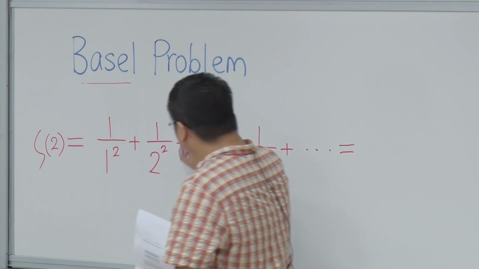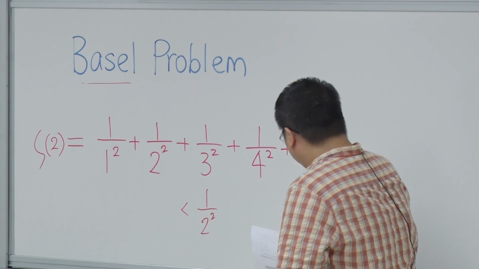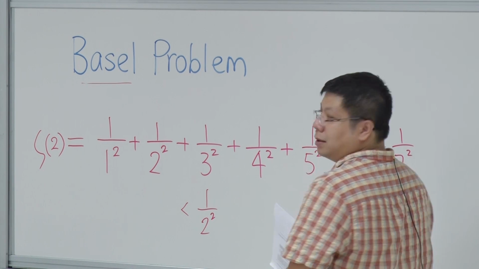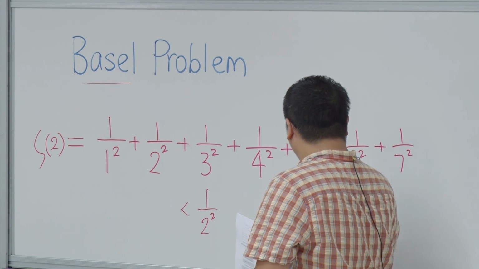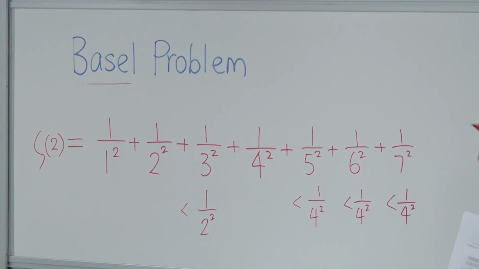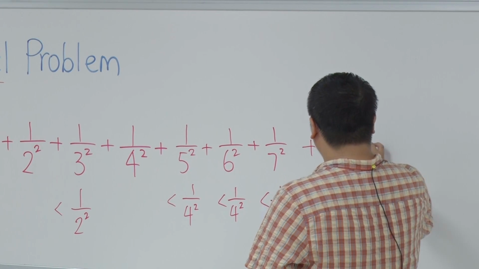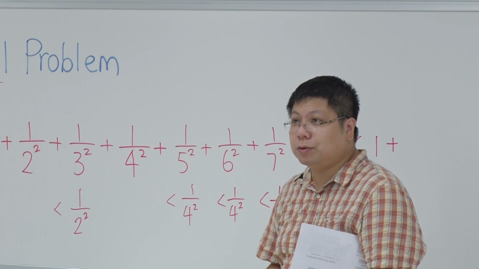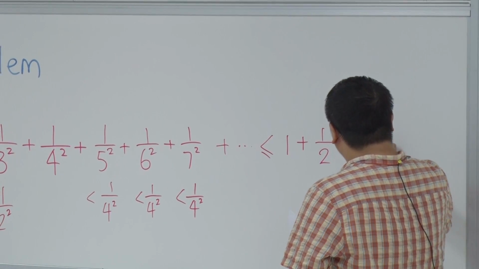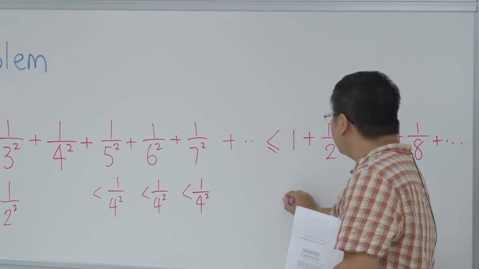Look at the following four terms: 1 over 4 square, 1 over 5 square, 1 over 6 square, and 1 over 7 square. They are all less than or equal to 1 over 4 square. And for the following 8 terms, every one of them is less than or equal to 1 over 8 square. So in the end, the sum is less than or equal to 1 plus 2 terms of 1 over 2 square, which is 1 over 2, plus 4 terms of 1 over 4 square, which is 1 over 4, plus 8 terms of 1 over 8 square, which is 1 over 8, and so on. So this will be less than or equal to 2.